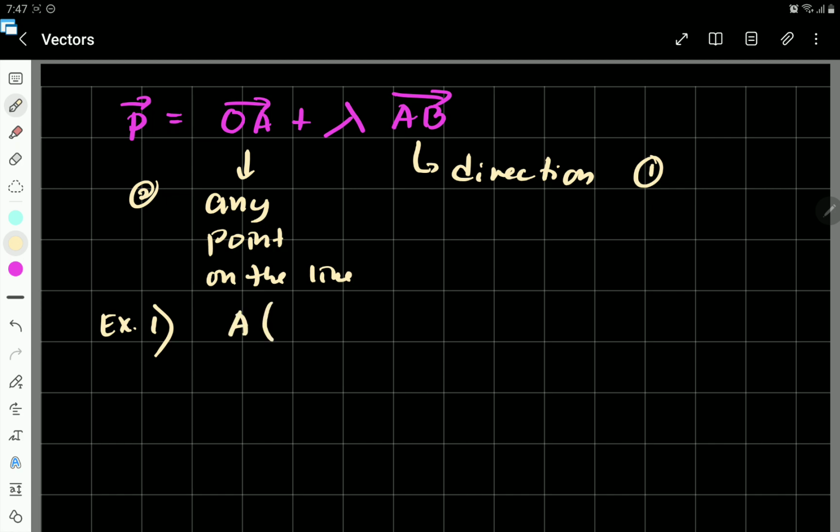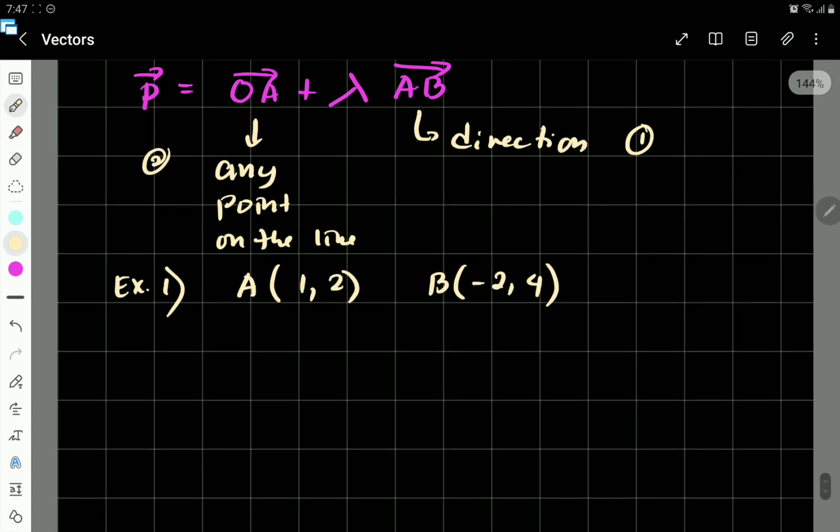Let's say I have this point A, which is 1, 2, and let's say this B is equal to negative 2, 4. Alright? So we first need a direction. And what is the direction? Direction between the 2 points, AB. So you just need to choose. Do you want direction AB or direction BA? It's up to you. Anyway, they're going to be parallel with each other.